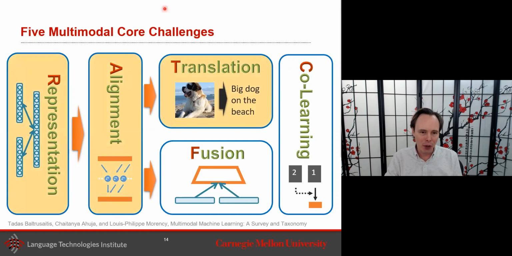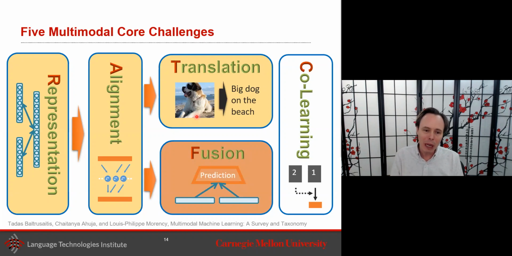And as we know, to be successful in translation, you need to be able to do good representation and good alignment. So translation is really building on top of that. The lecture today and the last 7.2 lectures were really about fusion. It's a step further than representation and alignment, and it's about doing the prediction, multimodal prediction.